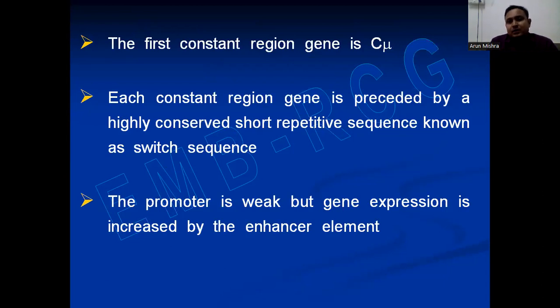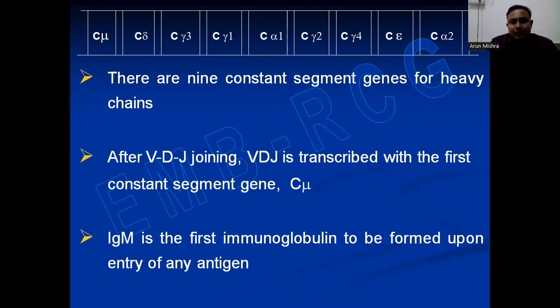The first constant region gene is C mu. Each constant region gene is preceded by a highly conserved short repetitive sequence known as a switch sequence. The promoter is weak, but gene expression is increased by enhancer elements. There are 9 constant segment genes for heavy chains. After VDJ joining, VDJ is transcribed with the first constant segment gene, which is C mu. IgM is the first immunoglobulin to be formed upon entry of any antigen.